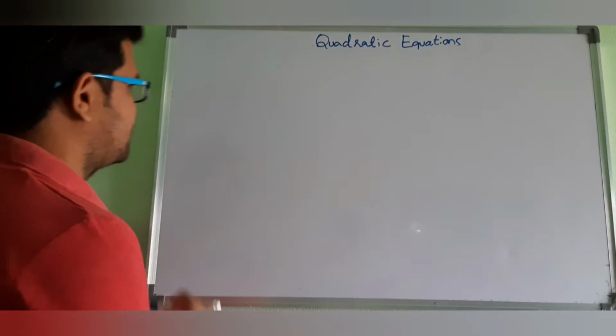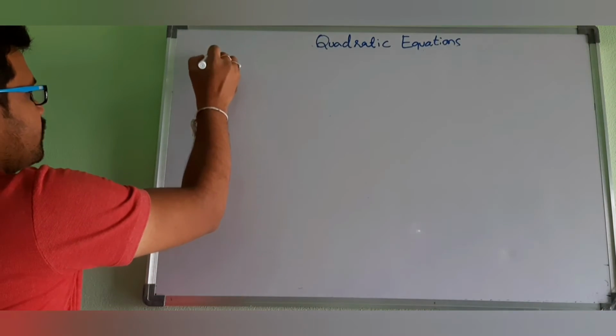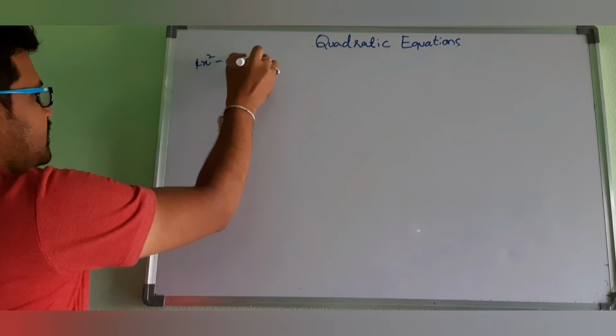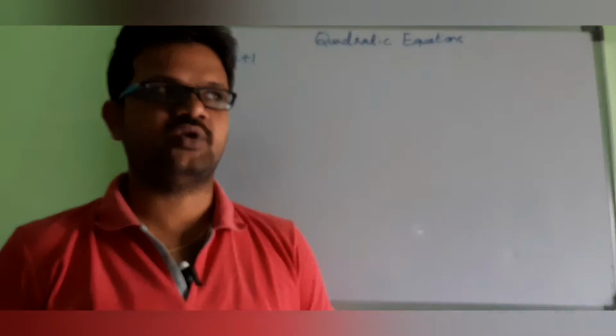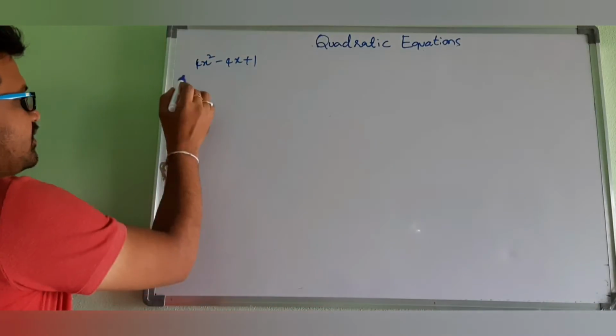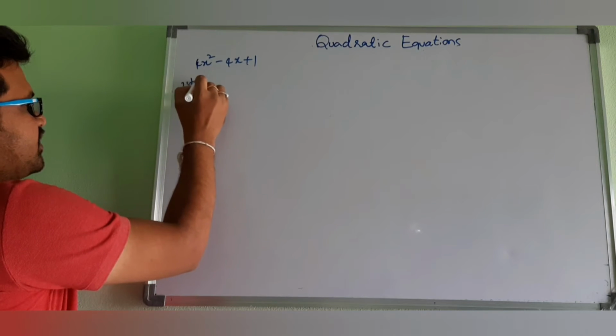Let us take one more example. 4x square minus 4x plus 1. First method.